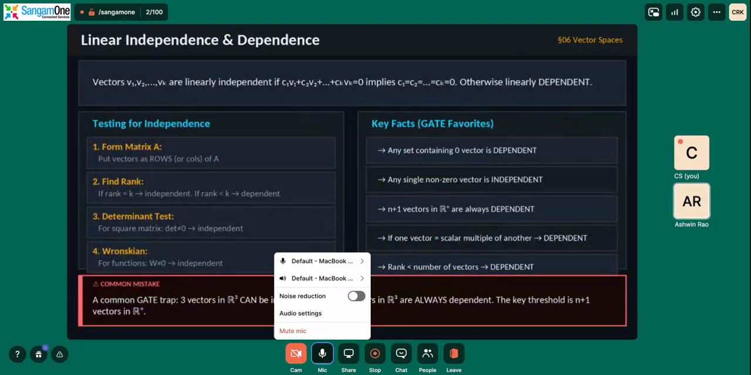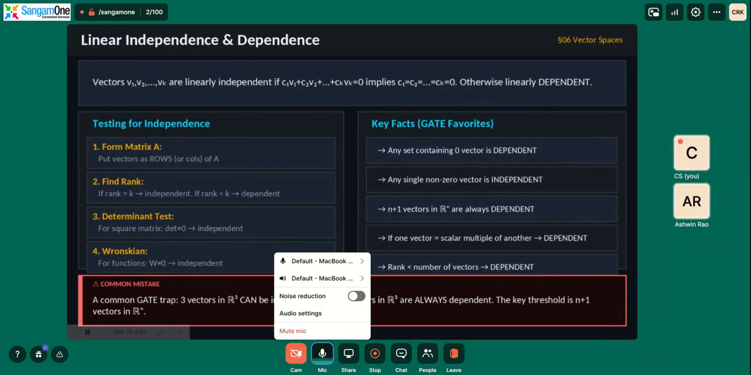Here the core definition is that no vector should be expressible using the others. It is linearly independent only if c1 v1 plus c2 v2 plus and so on plus ck vk equals 0 implies c1 equal to c2 equal to and so on equal to 0. Otherwise, it is linearly dependent. The meaning is that the constants c1 and so on should equal 0. Then only is it said to be linearly independent; otherwise, dependent.